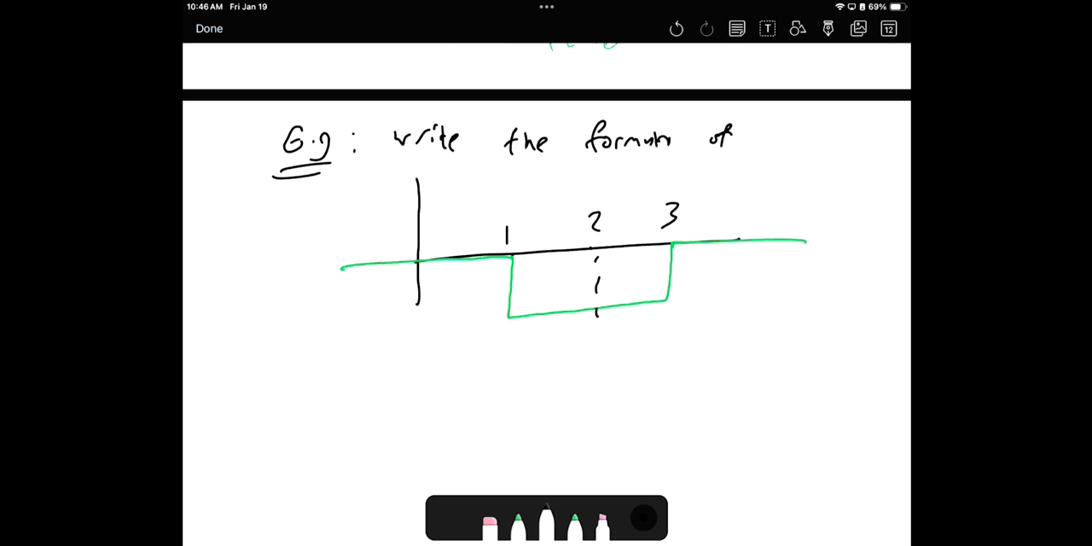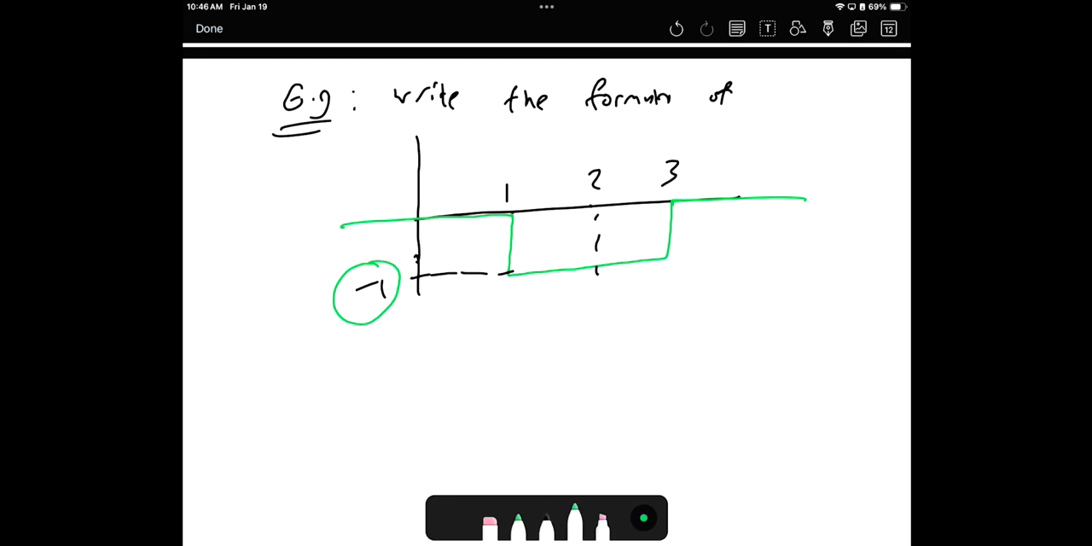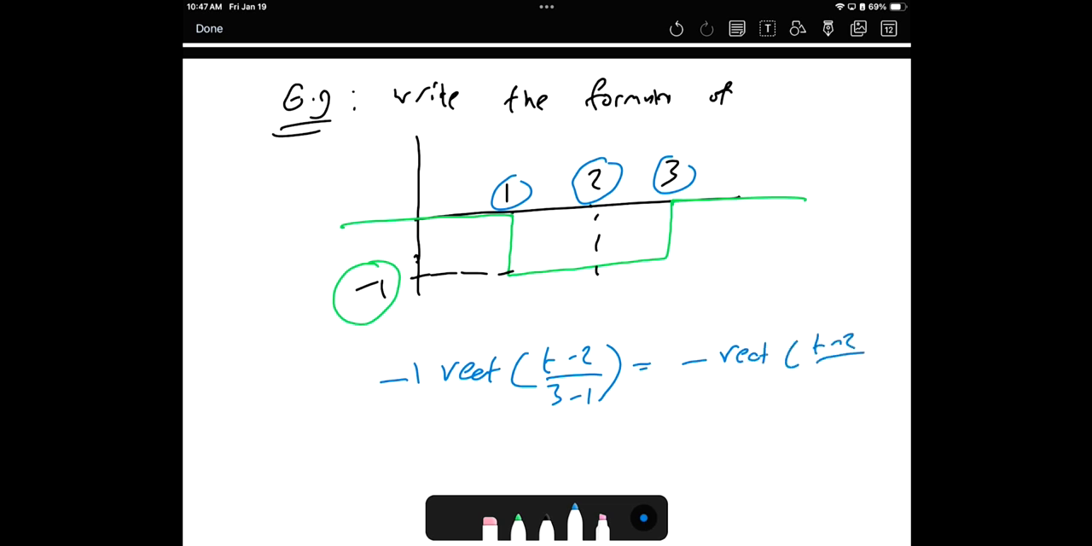So we will realize that the magnitude is negative 1. Since the magnitude is 1, the function will be negative 1, then there is rect. What's inside the rect? It is centered at 2, so t minus 2. Then the range, 3 minus 1, upper minus lower. So the overall will be negative rect of t minus 2 over 2. Yes.